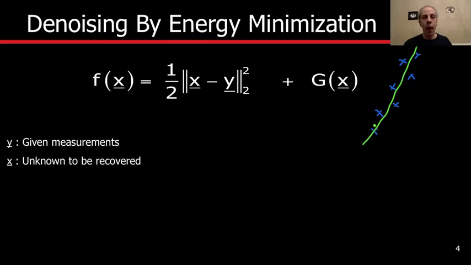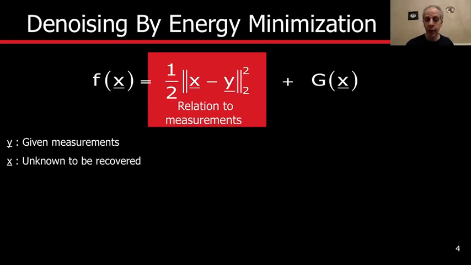So I gave you prior information. I gave you a constraint that says, find something that is close, but is also a straight line. And then you got that solution. So the basic idea is that we have two terms.